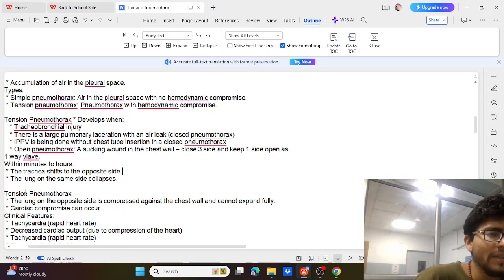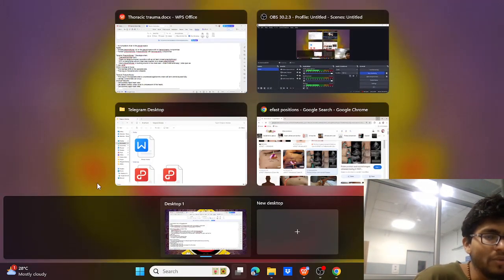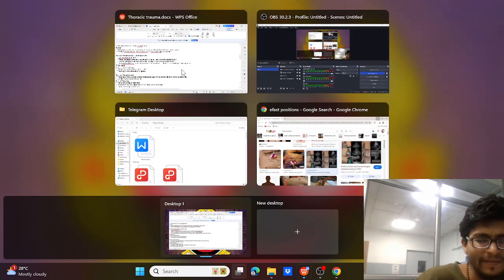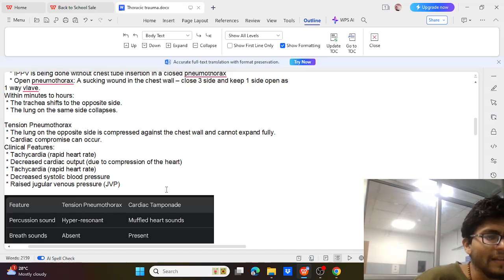Then we have to be quick in our management because within minutes to hours the trachea will shift to the opposite side and the lung will collapse and there will be decreased air entry and there will be respiratory distress. So the patient will be having difficulty in breathing. So coming to tension pneumothorax, the lung on the side of the pneumothorax is compressed against the chest wall and cannot expand.